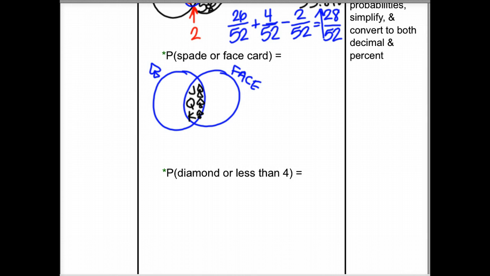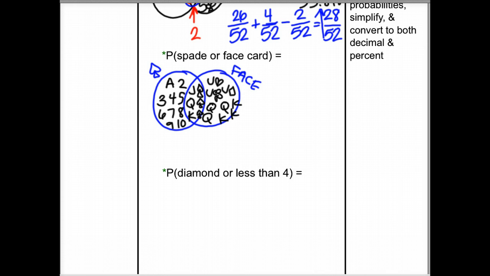Now, if we think about the other spades, we're going to have ace, 2, 3, 4, 5, 6, 7, 8, 9, and 10. And the other face cards are going to be your jack of hearts, your jack of diamonds, your jack of clubs, and then also your 3 queens and your 3 kings.